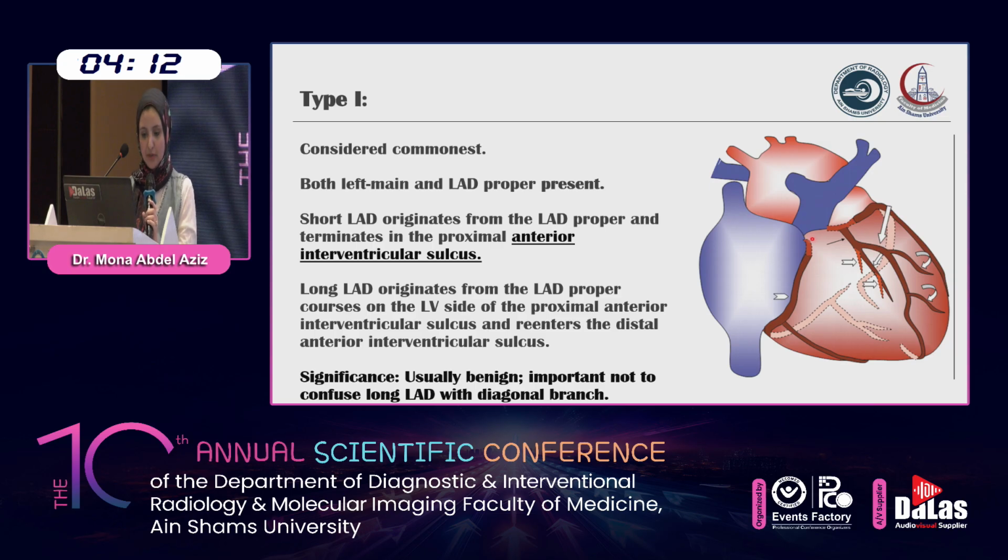Type 1, which is commonest: the long LAD passes on the LV side of the proximal interventricular sulcus and re-enters again at the distal interventricular sulcus. It's usually benign, but it's important not to confuse it with a long LAD with a diagonal branch, as it resembles a diagonal branch.